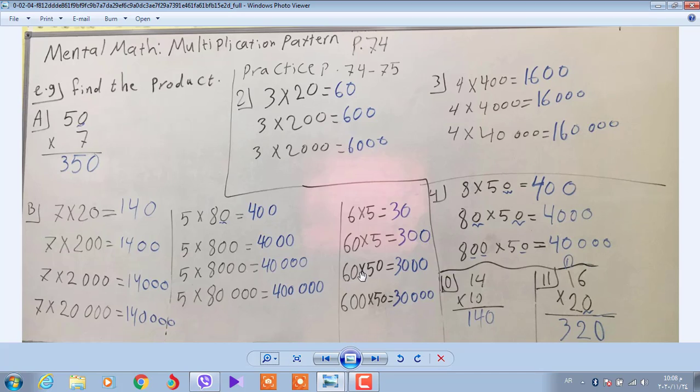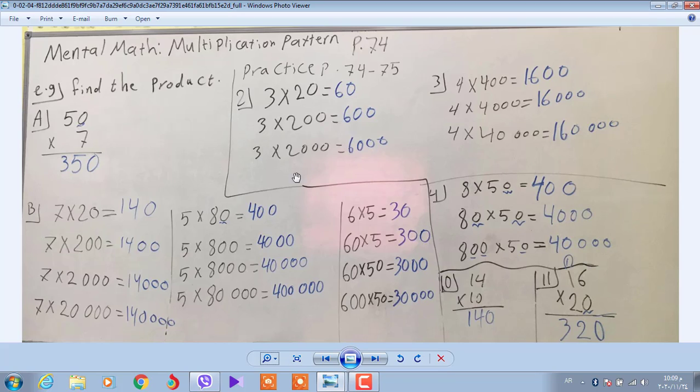Another question, we have 60 multiplied by 50. 6 multiplied by 5 is 30. Because we have 1 and 2 zeros, write down 2 zeros in the answer, equals 3000. Okay, now we have 600 multiplied by 50. 6 multiplied by 5 equals 30. And because you have 3 zeros, write down 3 zeros in the answer.